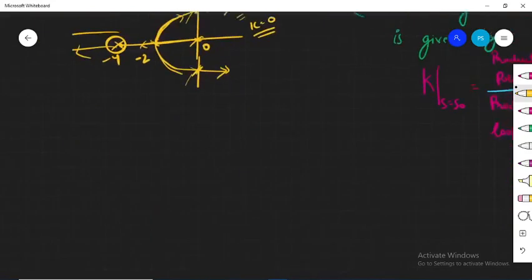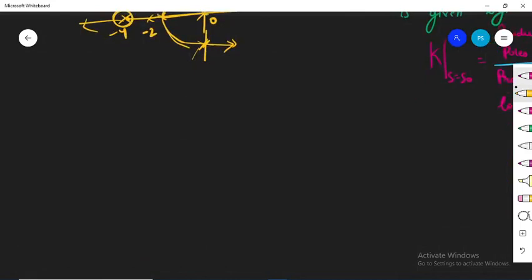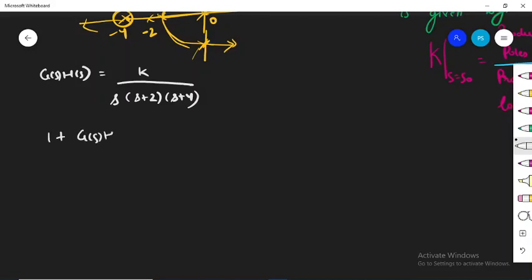Okay, so our G(s)H(s) was k divided by s into (s plus 2) into (s plus 4). I am taking the same example that we have already solved in the previous video. Now for Routh-Hurwitz criteria, we use a characteristic equation which is 1 plus G(s)H(s) equal to 0. This is the characteristic equation.